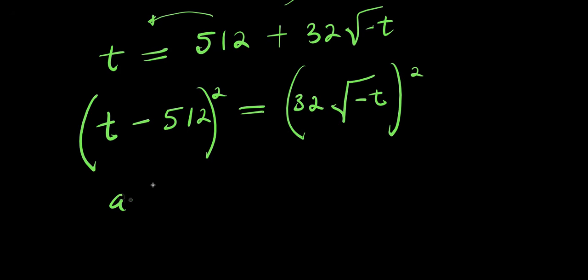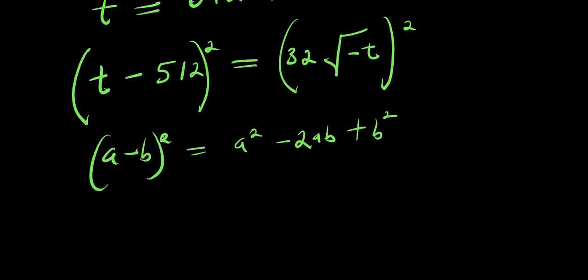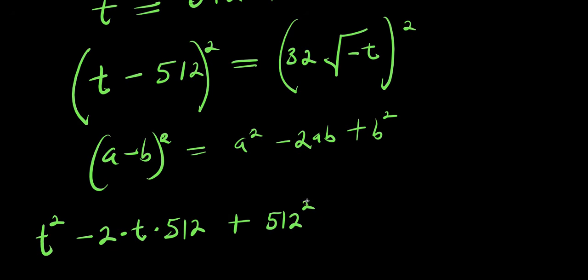Now, if you have a minus b raised to the power of 2, this equals a squared minus 2ab plus b squared, and our a is t, b is this 512. So I'm going to have t squared minus 2 times t times 512, then we have plus 512 to the power 2, right?